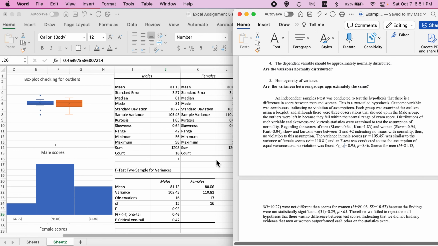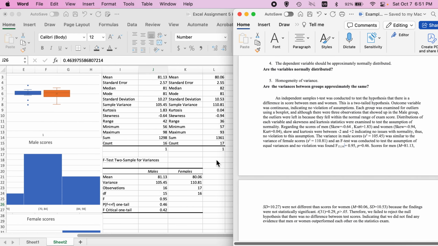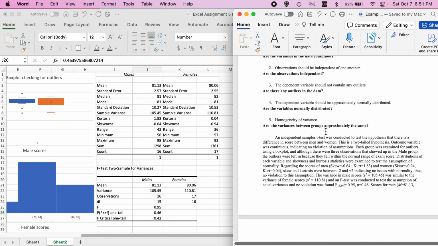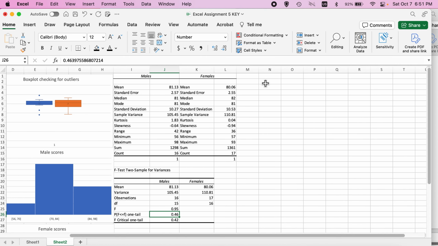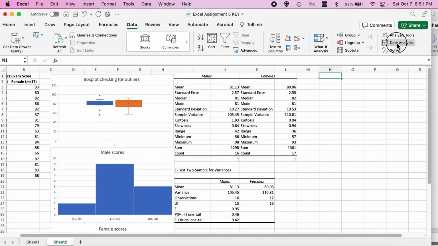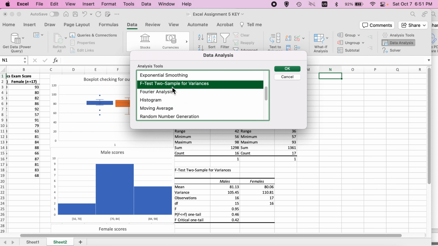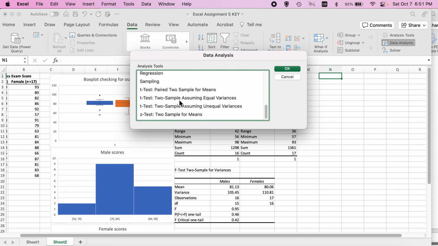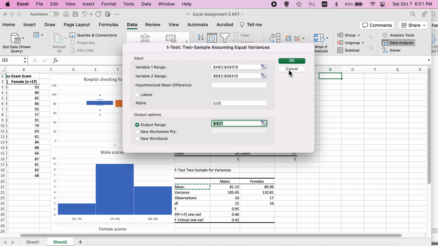At that point, I want to do my t-test. I've already checked all my assumptions, so I'm going to perform the t-test now. For the t-test, I'm going to go to data, data analysis, t-test two-sample. Even though we consider this one big sample, we have subsamples here. We have 2 samples, assuming equal variances. We did have equal variances, so we can assume equal variances here, and that's just fine.